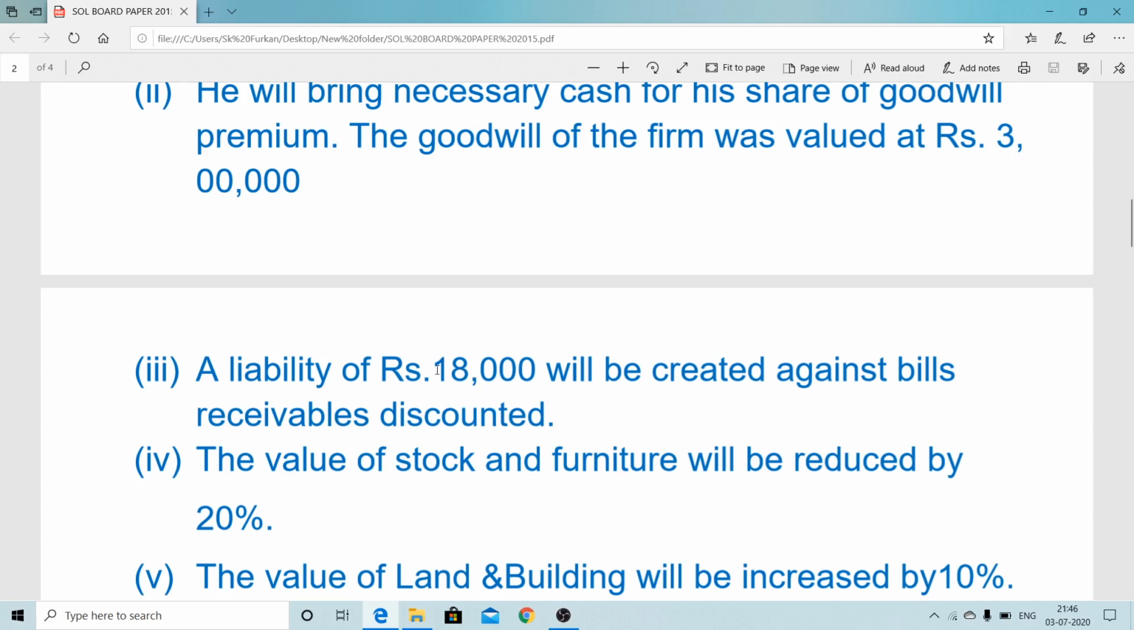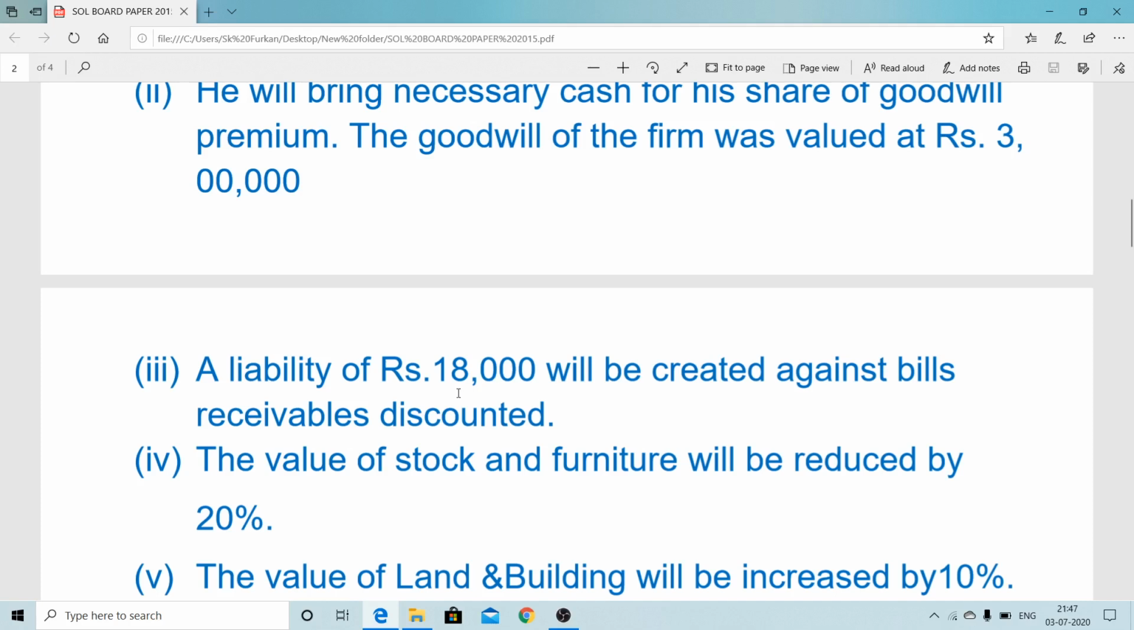Sometimes a 1 mark question may arise here: give one example of contingent liability. So here we can say the bill receivable discounted and dishonored in future. That is an example of contingent liability. But here now it is converted into a real liability. Now no more is it a contingent liability.